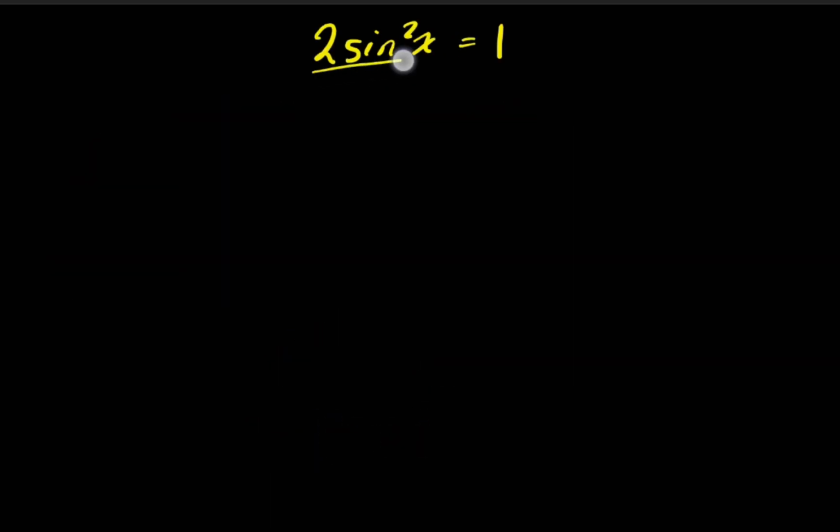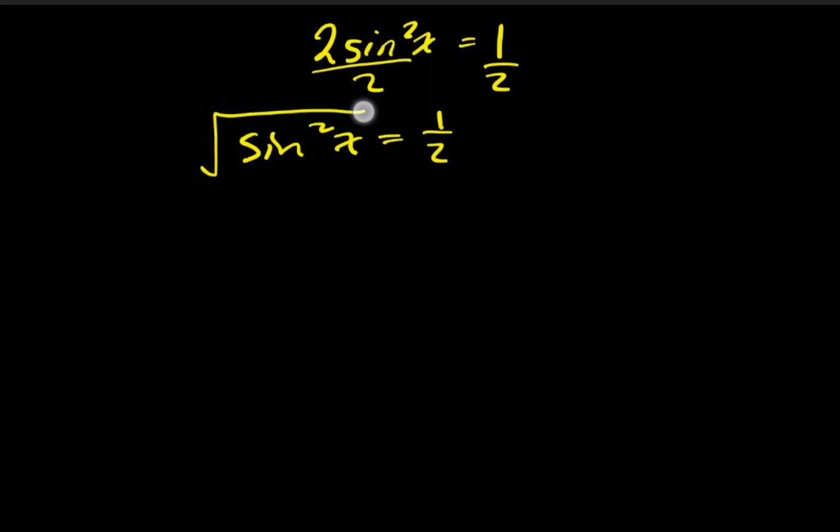And from here, we'll divide both sides by 2, and we get sine squared x equals 1 over 2. Let's get rid of the squared there. So we will square root both sides, giving us sine x equals root 1 over 2.